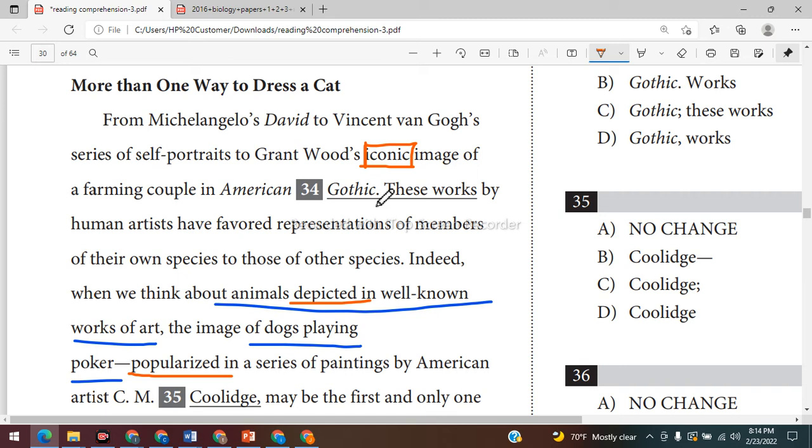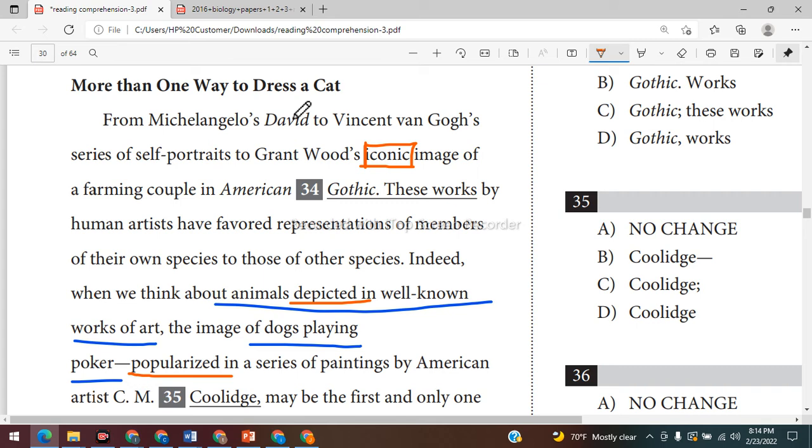So, more than one way to dress a cat. More than one way to dress a cat. And it reads the following. It says, from Michelangelo's David. Oh, remember Michelangelo's David? You know that statue that Michelangelo did with David. Oh yeah, the naked picture. Yeah. Yeah. Come on.